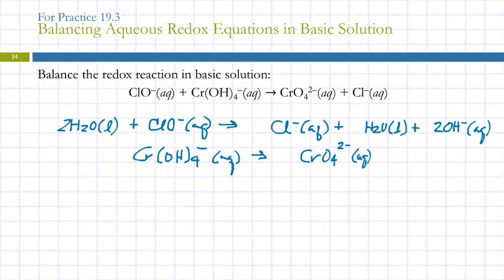So that's the first half reaction, balanced for mass. Second half reaction, 1 chromium, 1 chromium. 4 oxygens, 4 oxygens. So far, so good. 4 hydrogens, no hydrogens. So we add 4 hydrogen ions. It's balanced with respect to mass, but it's supposed to be a basic solution. So we look at the number of hydrogen ions and we add the same number of hydroxide ions to both sides.